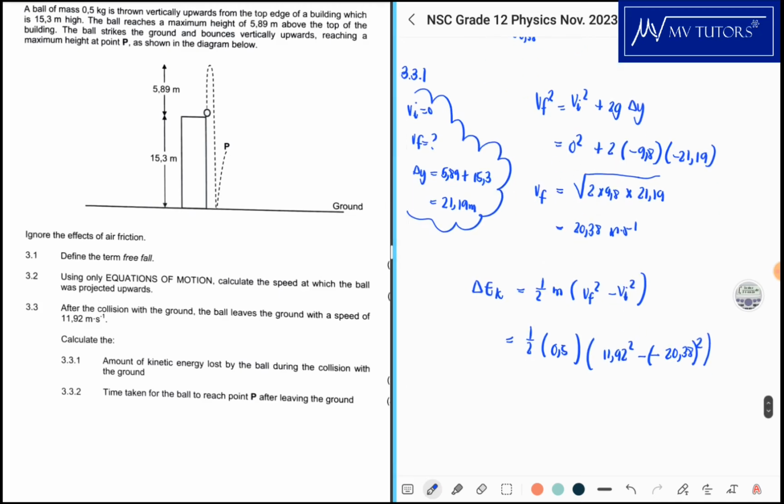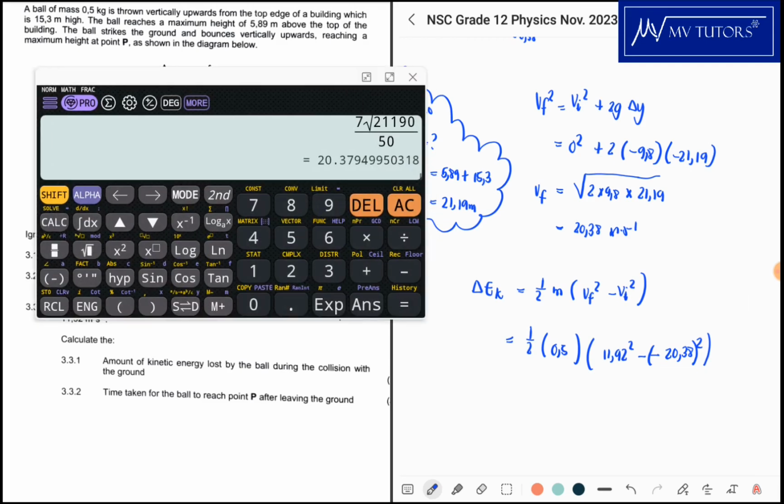Okay, now I'm thinking this change in energy is actually going to be negative. What does the negative tell us? So 0.5 times 0.5 times 11.92 squared minus negative 20.38 squared. Yeah, this is a negative energy.